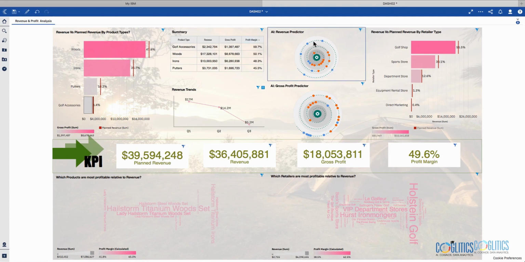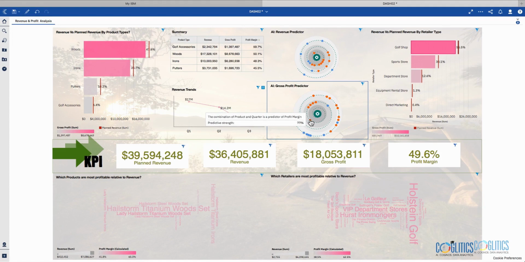Now on the artificial intelligence side of things, I'm using artificial intelligence to identify which of the different columns or attributes predict our revenue metrics. If I highlight one of these data points, it tells me that product and quantity predict my revenue. At the bottom, I'm doing something similar. I'm trying to predict the gross profit. Which of the attributes predict our gross profit or our profit margin? And it tells me that product and the quarter.